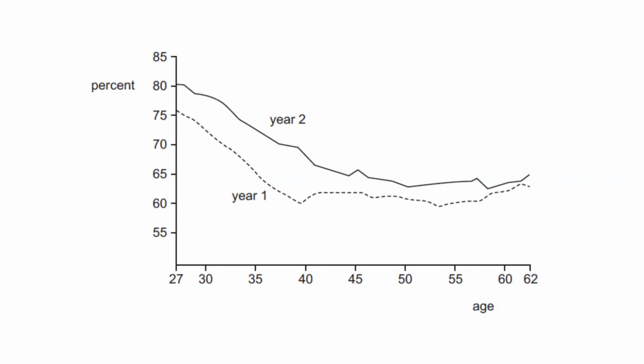Looking at the graph, there is only one conclusion we can draw. In year 2, women were earning a higher percentage of men's wages than in year 1, or answer D. For the other options, the data is not presented.